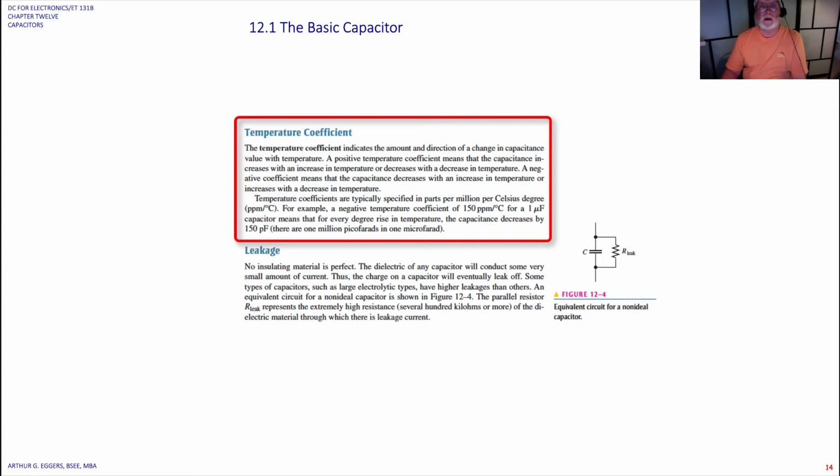When a device, whether it's a capacitor, a resistor, a transistor, or your power supply at a macro level, as the heat increases, the efficiency of the component decreases. A positive temperature coefficient means that the capacitance increases with an increase in temperature or decreases with a decrease in temperature. Negative temperature coefficient means the capacitance decreases with an increase in temperature or increases with a decrease in temperature.